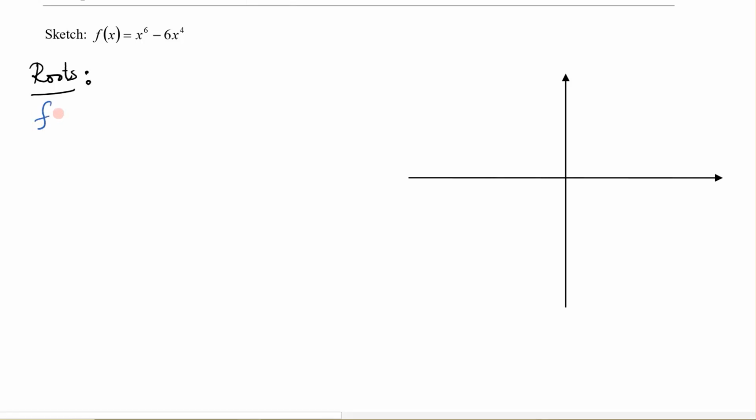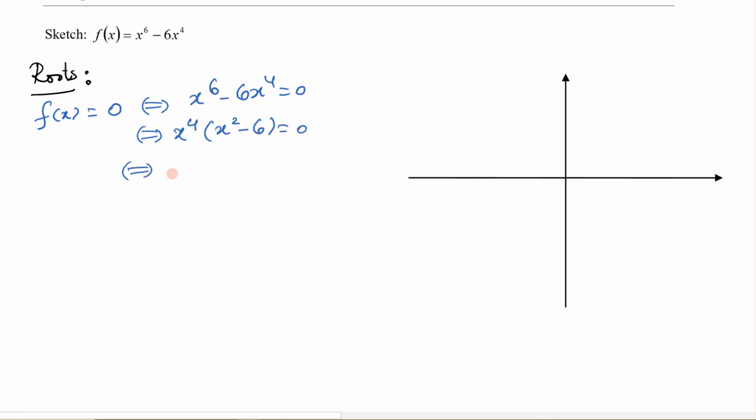In order to find the roots, we set f(x) equal to 0, which means x^6 minus 6x^4 equals 0. So x^4 is a common factor. So we get x squared minus 6 equals 0. In other words, either x is 0 or x squared equals 6, which means x is equal to plus or minus square root of 6. So we got three roots of this function.